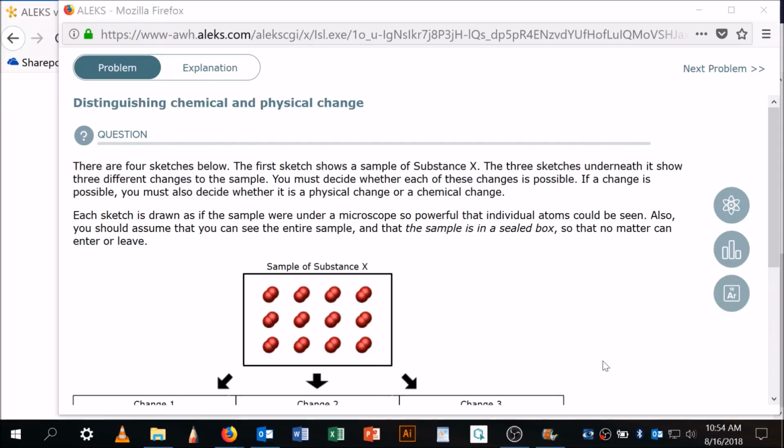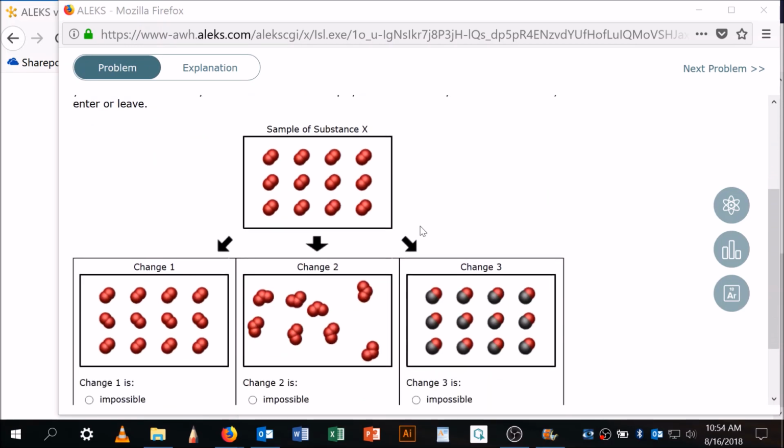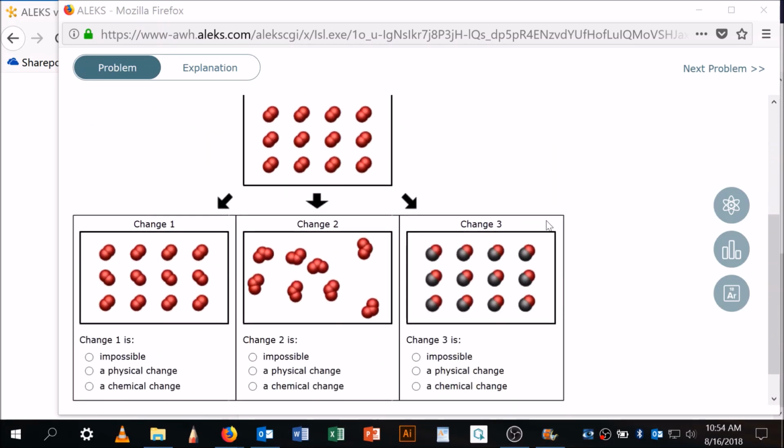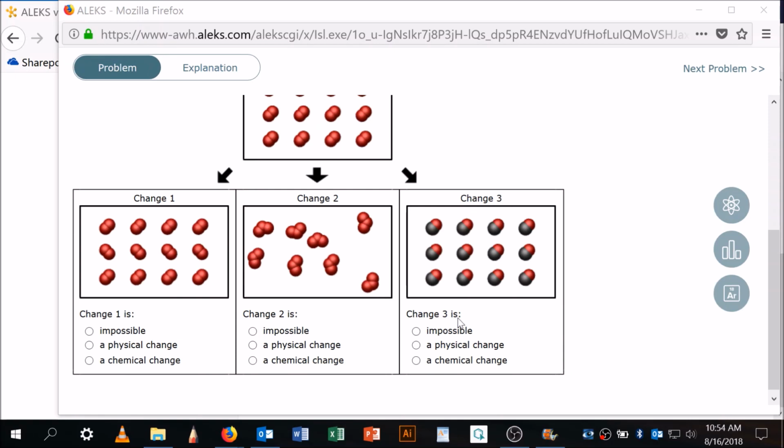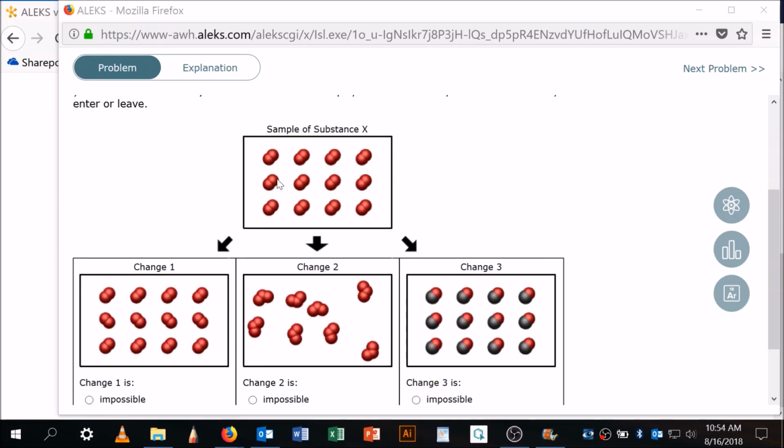Okay, so here's another one on distinguishing chemical and physical changes, and you'll see why we needed, I think, a second video. So again, 4 sketches below, substance X changes, 3 changes, right? The change might be impossible, it might be a physical change, it might be a chemical change. So look what I got here.